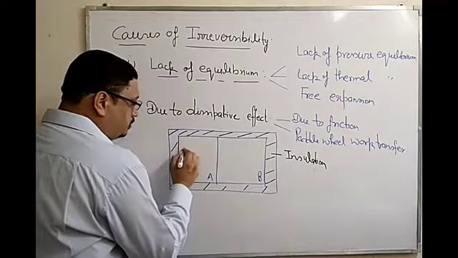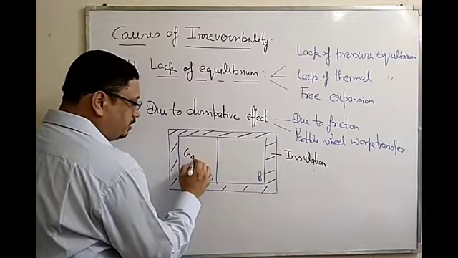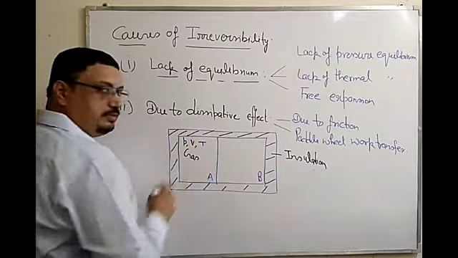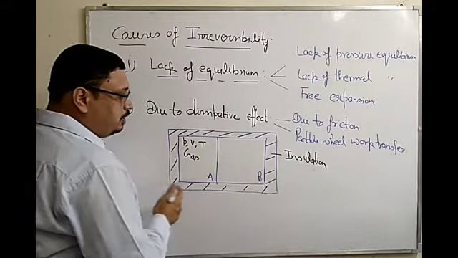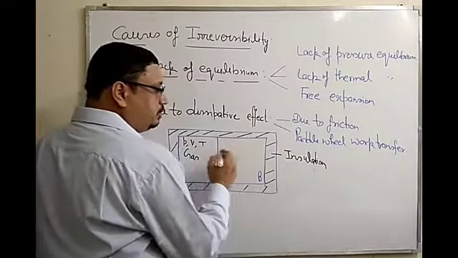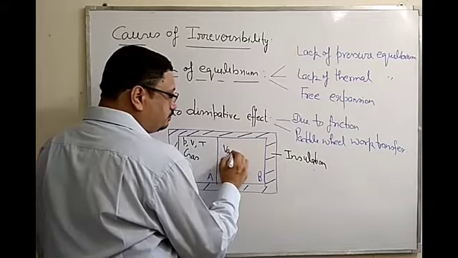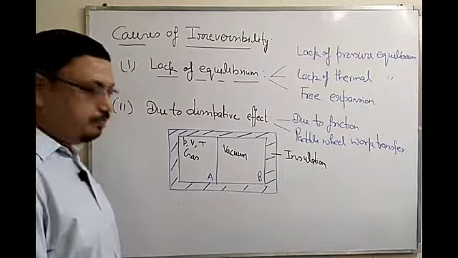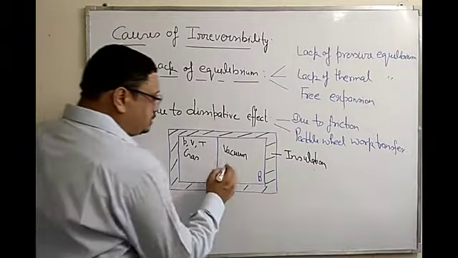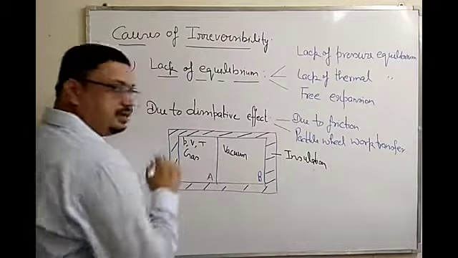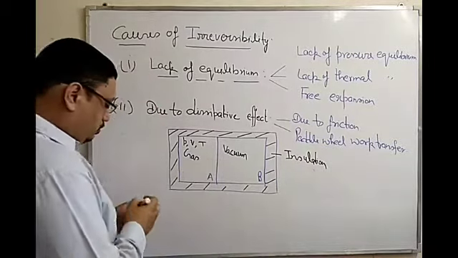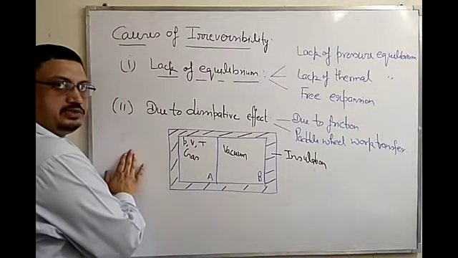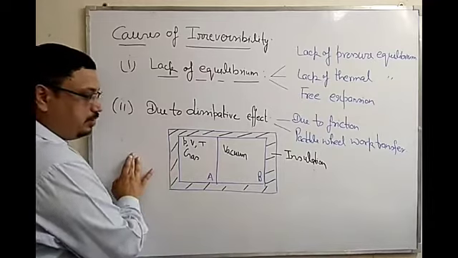And the gas over here has pressure P, volume V, temperature T, right? It has certain properties. And in this particular portion, part B, we have vacuum. And this is a diaphragm. And there is an insulation. It means there cannot be any heat transfer from this gas to the environment.